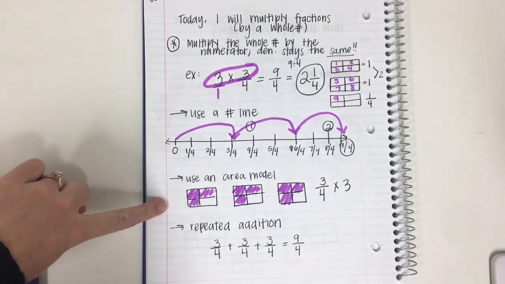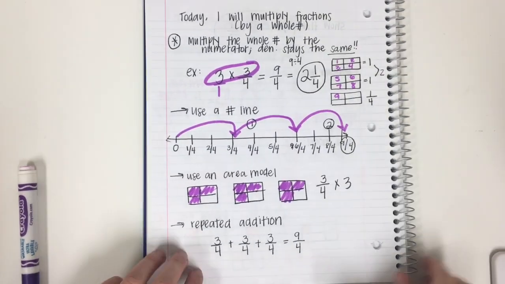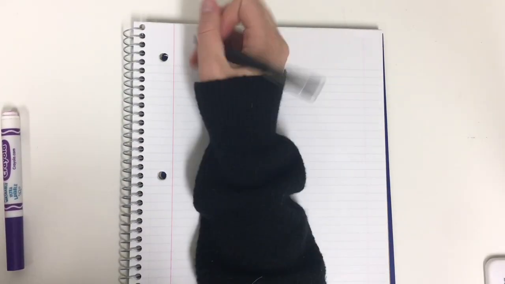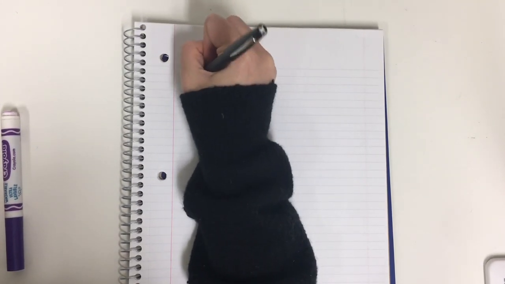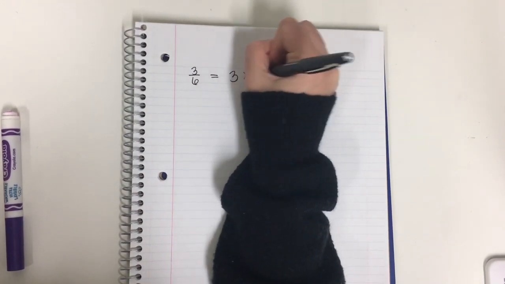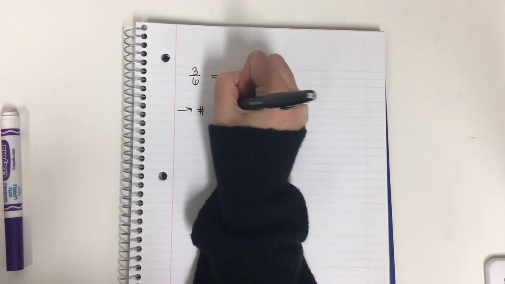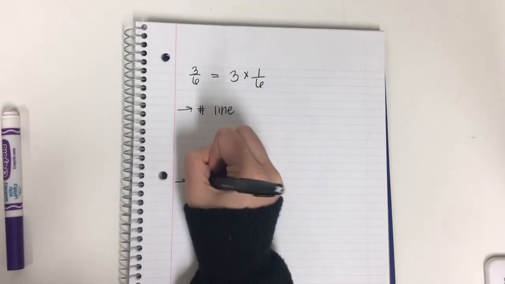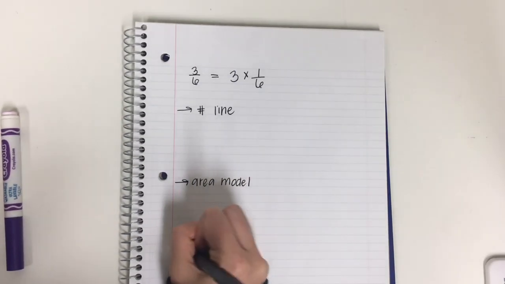Okay? All right, I'm going to give you one to work on, and I want you to show me using a number line, an area model, and repeated addition. Let's do, for homework, 3 times 1/6... 3 times 1, 6. Show me using a number line, area model, and repeated addition.